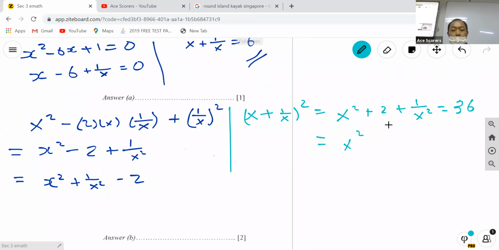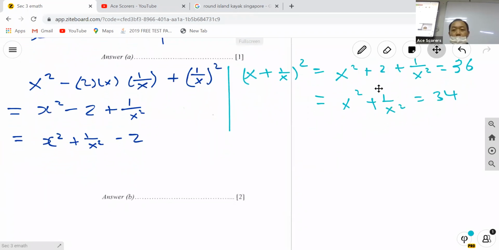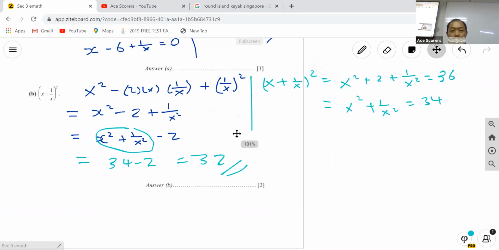Where does the 2 come from? 2ab: a squared plus 2ab, where a and b are 1, then plus b squared. So this one, bring here, plus 1 over x squared equals 34, right? So this 34 can be put inside here. You see this thing equals 34, so it equals 34 minus 2. Answer is 32. That's the final answer. It's tedious for 2 marks.